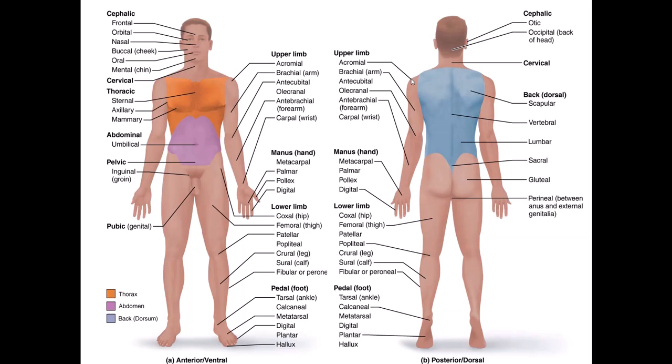The oral region is your mouth. You can touch your mouth. The mental region is your chin. So go ahead and kind of palpate your chin there. So use your body and kind of palpate all of these different regions. Or again, play Simon Says, or do a body outline.